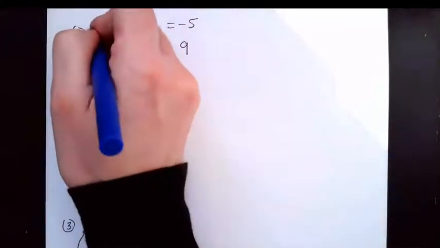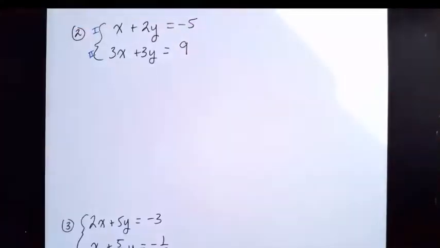Let me label my equations as well. So I'm going to multiply the first equation. I have to multiply the entire equation. I can't just multiply one term. It's got to be the whole thing because that's the property of equality.